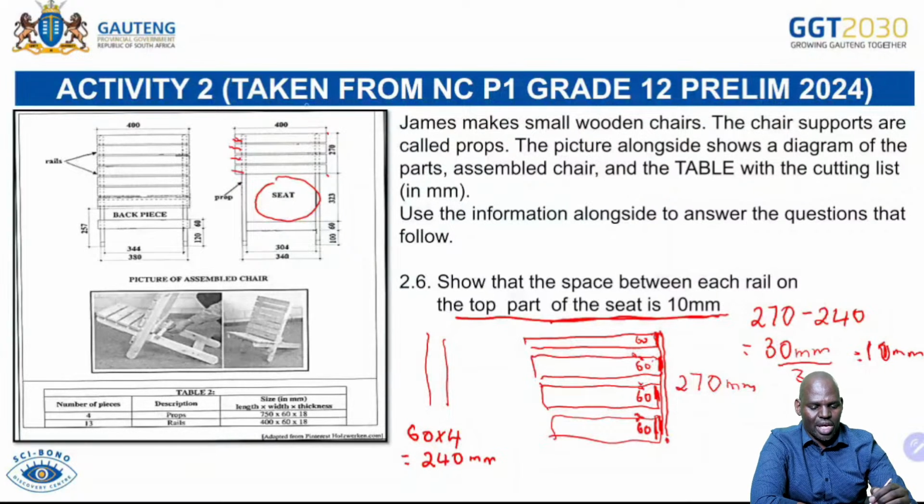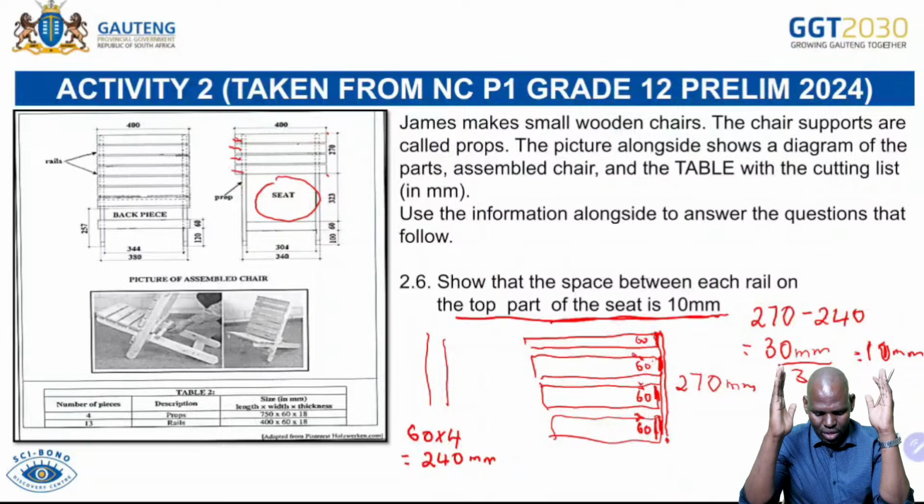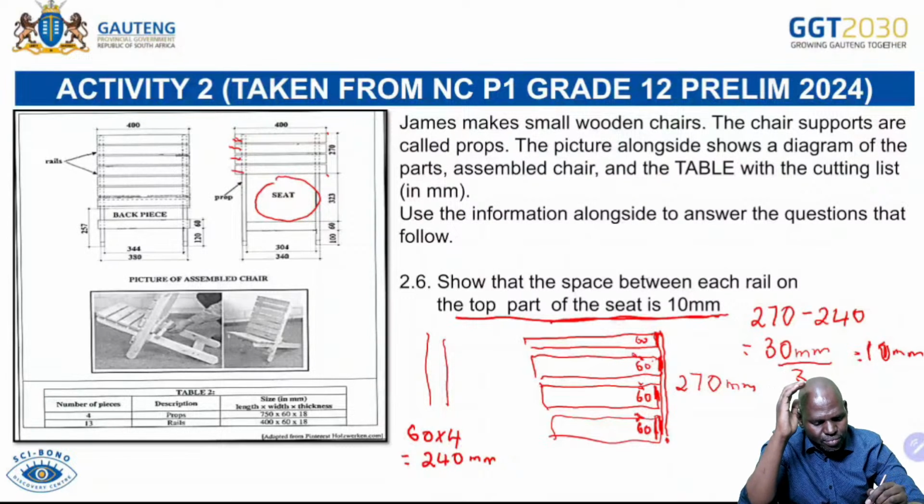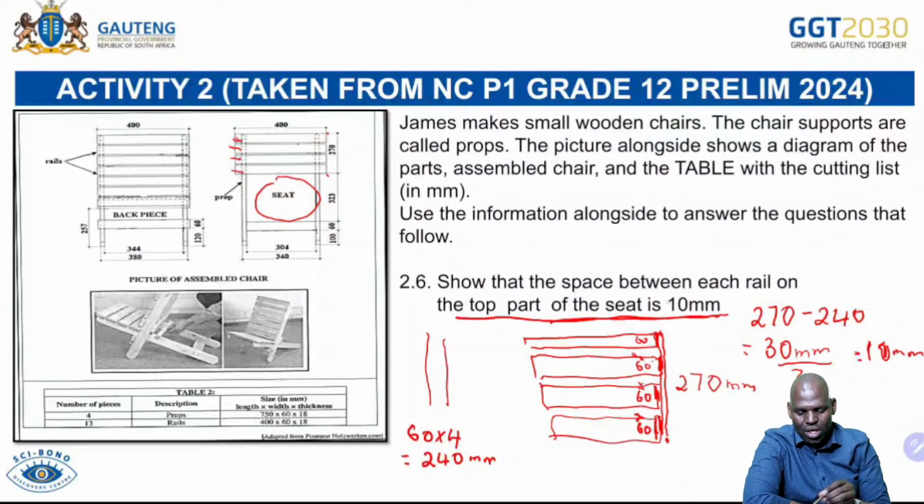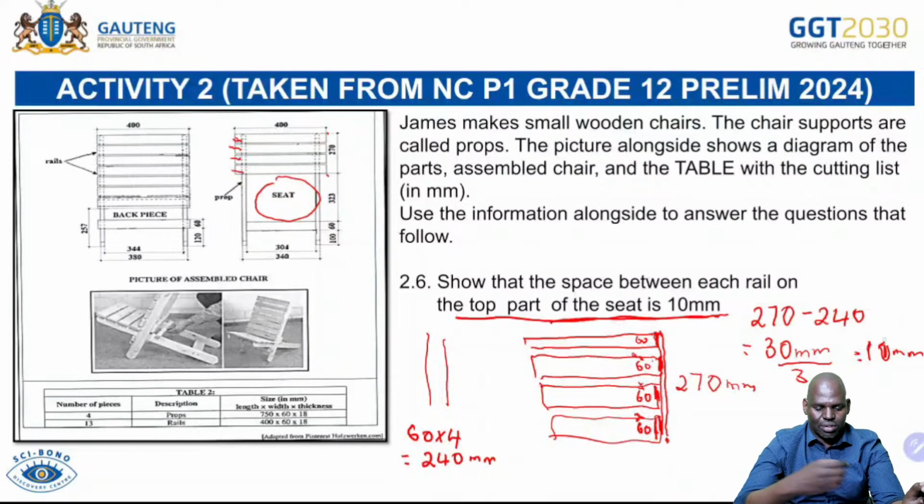It's clearly indicated on the picture that the total is 270, and then the width, how wide each rail is, is 60 millimeters, but all of them are supposed to give us 240. When we make a space between them, we can see that they're actually supposed to be 270. So in this case, it's 10 millimeters. That is the answer for number 2.6.